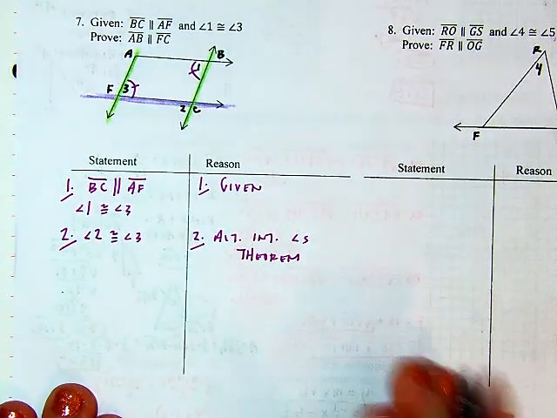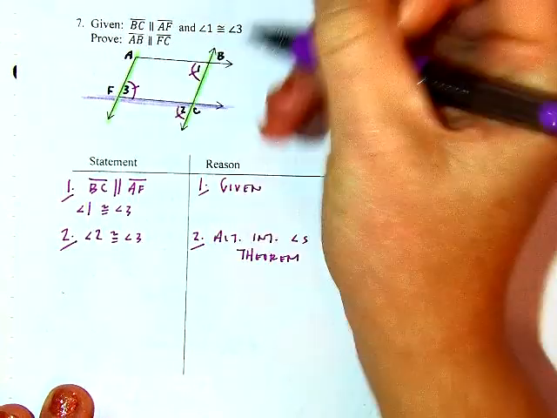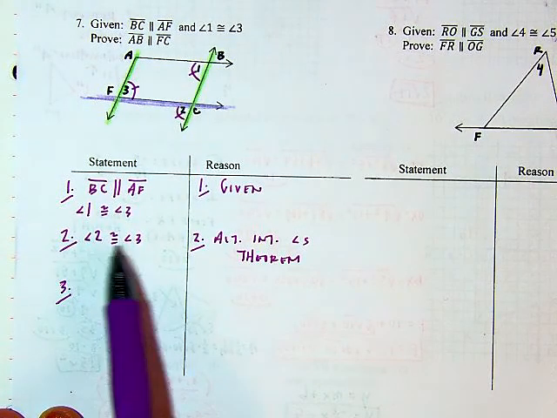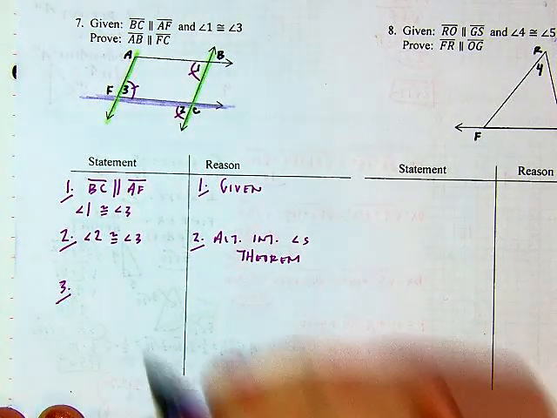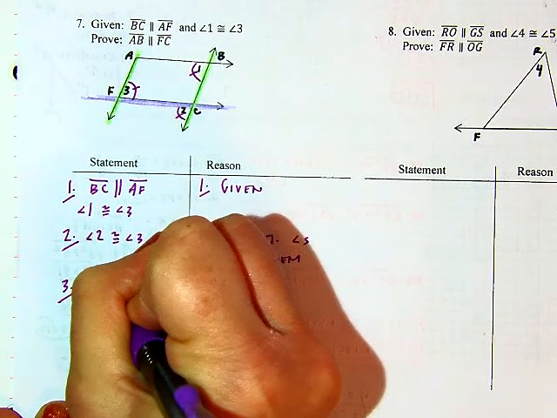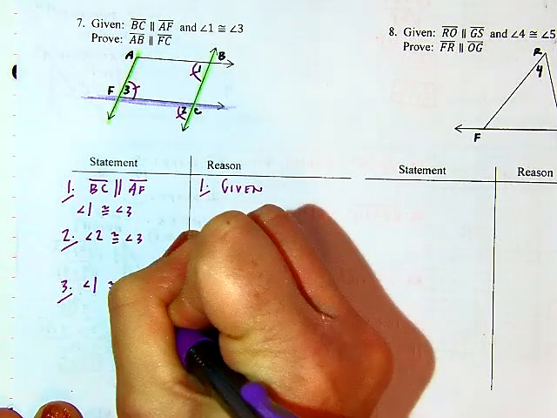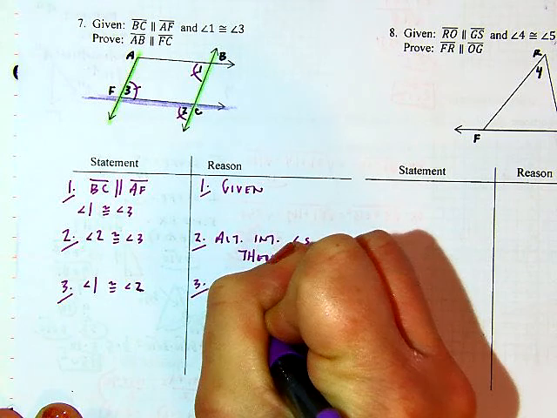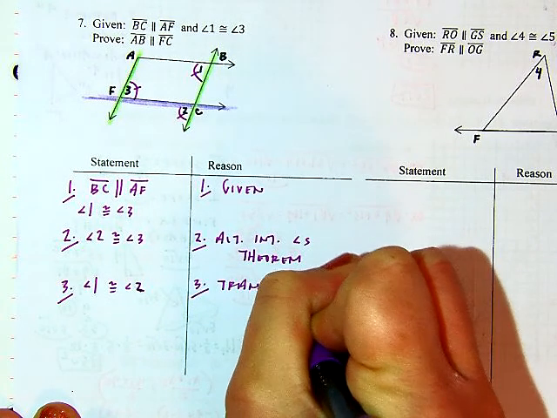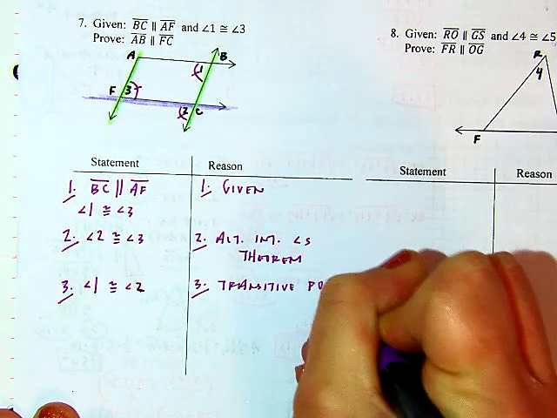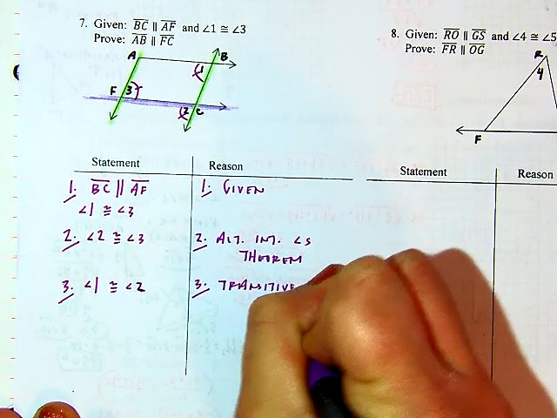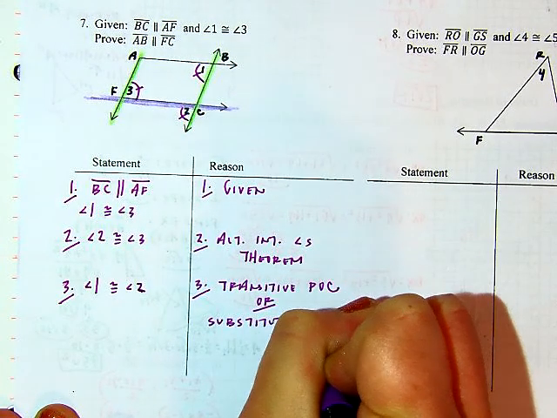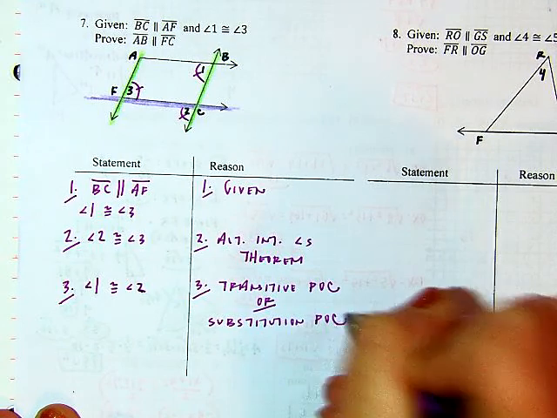Okay, so now in step 3, since I've connected 1 to 3 and 2 to 3, I'm finishing up that three-way connection. I'm saying, well, angle 1 must be congruent to angle 2. Transitive or substitution. We've seen it quite a bit today. All of these proofs are meant to be pretty similar in how you're connecting the dots.